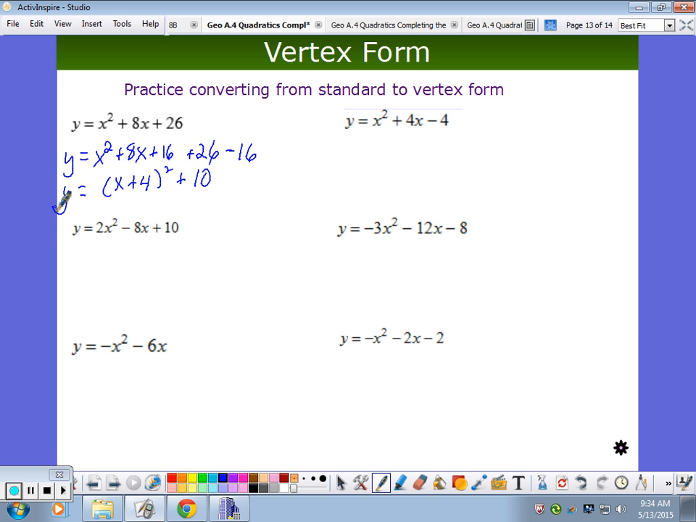So I am in vertex form. What's the vertex? Careful, it's x minus. Yeah, then you got to be careful with that negative. It's going to get you every time. So what is the x value? Negative 4. What's the y value? 10. What's the axis of symmetry? X equals -4.